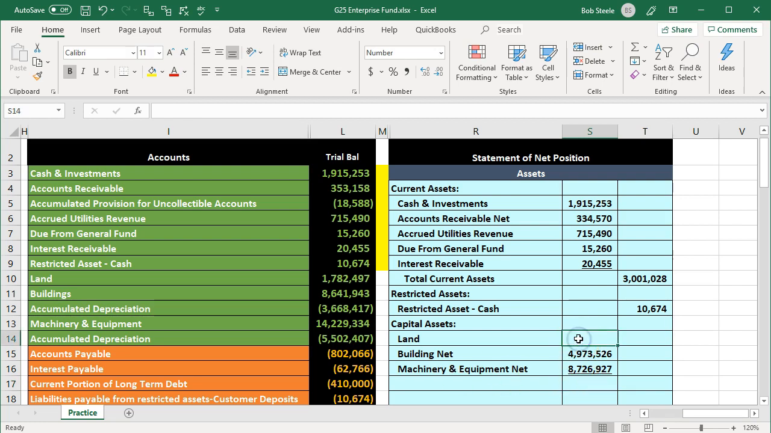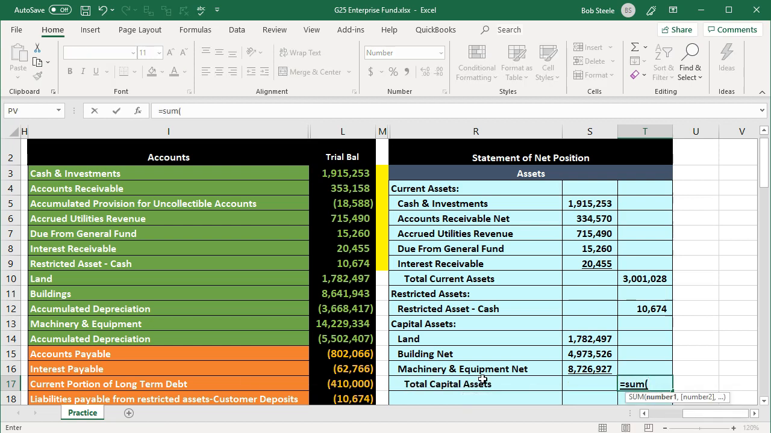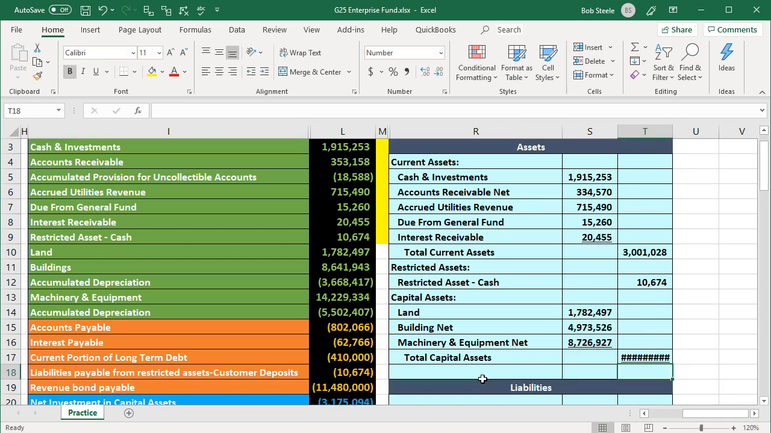And then the land, of course, we don't need to net it out. It is what it is because it has no related accumulated depreciation. So if we sum those up, we're going to get the 15,482,950. That's going to be our total capital assets. We'll bring those out to the outer column, column T, by saying equals SUM, and sum those three up. So there we have that. I'll make this a little bit larger so then, of course, we can see it there.